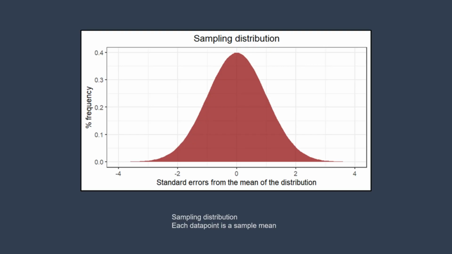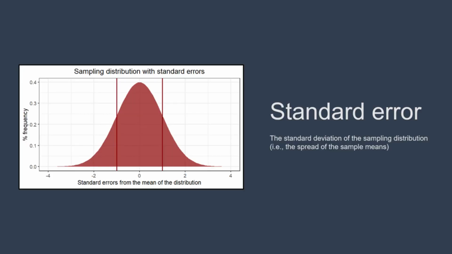Well, the good thing about this is that, let's imagine we have many samples. We can take the mean of each sample and plot it in a distribution. This is called a sampling distribution. The standard error is the standard deviation of the sampling distribution. The standard error is how far different sample means would be within a population.